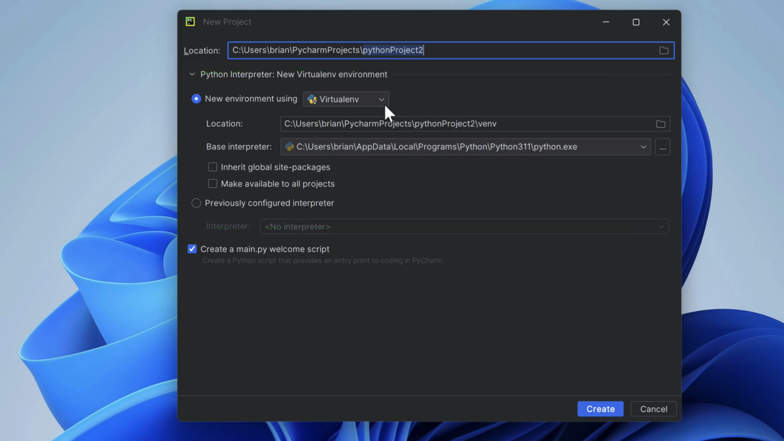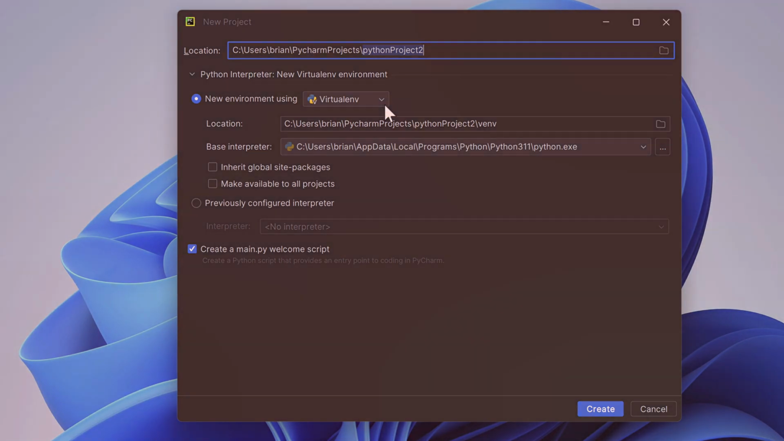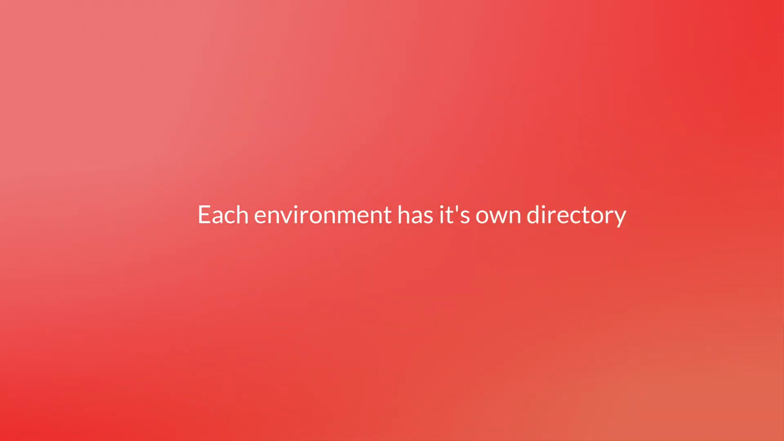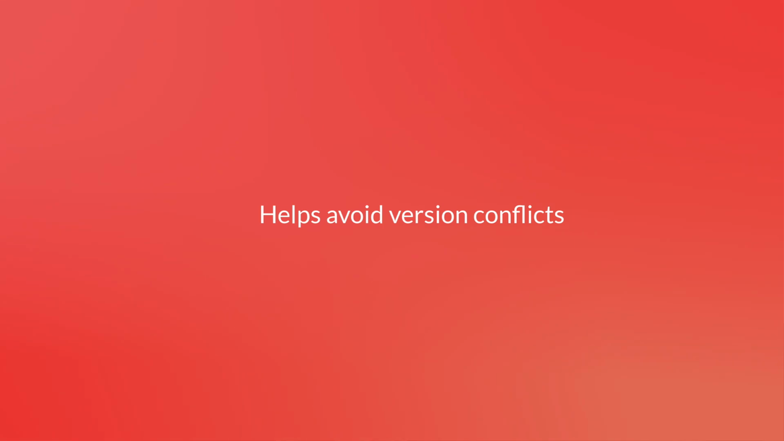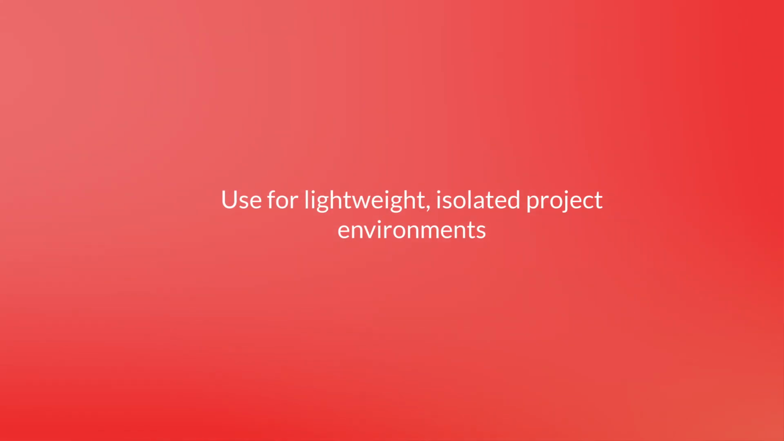There are several ways that this can be done. Right now, it's set to virtualenv for me. Virtualenv is a tool that allows you to create isolated Python projects. Each environment has its own installation directories and doesn't share libraries with other environments. This is useful to avoid version conflicts between packages and to maintain project-specific dependencies. Use this option when you want to create a lightweight, isolated Python environment specific to a project.